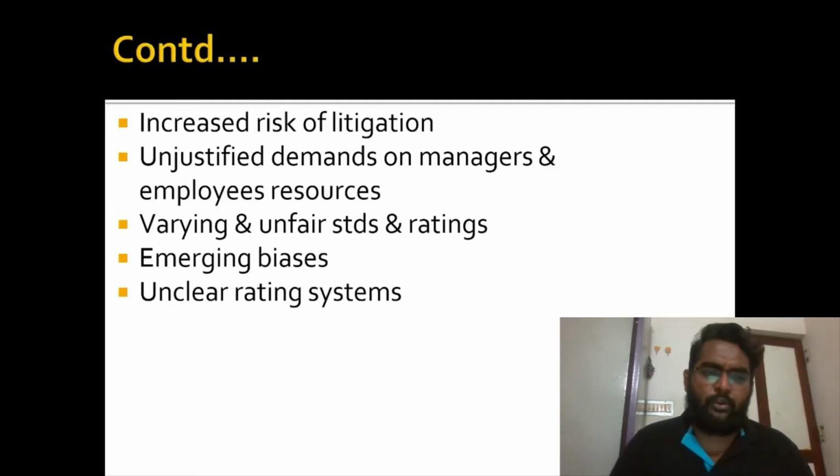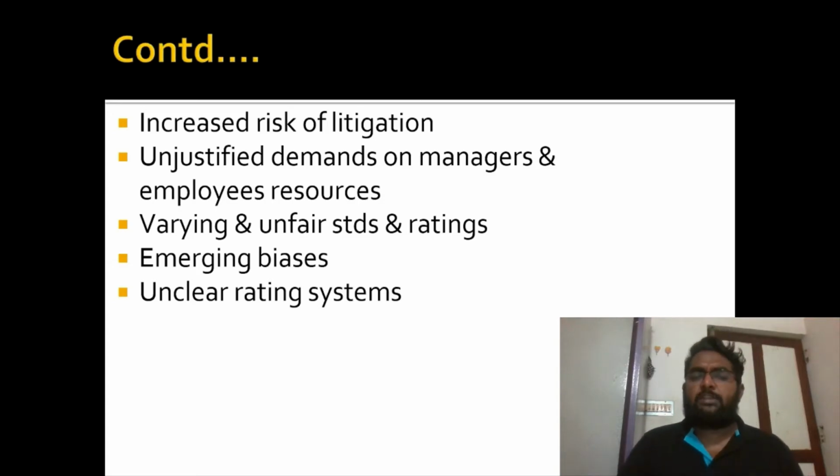Before that, there are some other points too, like increased risk of litigation, because if the performance management is poor, there will be n number of suits filed against your company and you. Then unjustified demand on managers and employee resources, so expectation will be more and the performance will be low. Then varying and unfair standards and ratings. We already said standardization is the basic thing, but if the performance system is not effective, the standards may vary from time to time, so the ratings will differ.